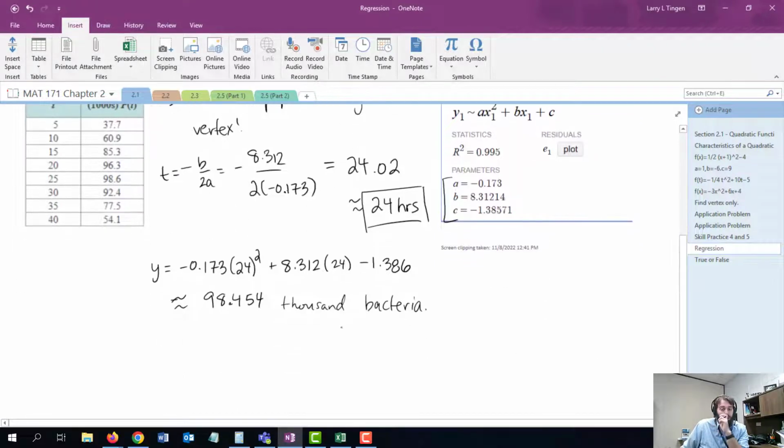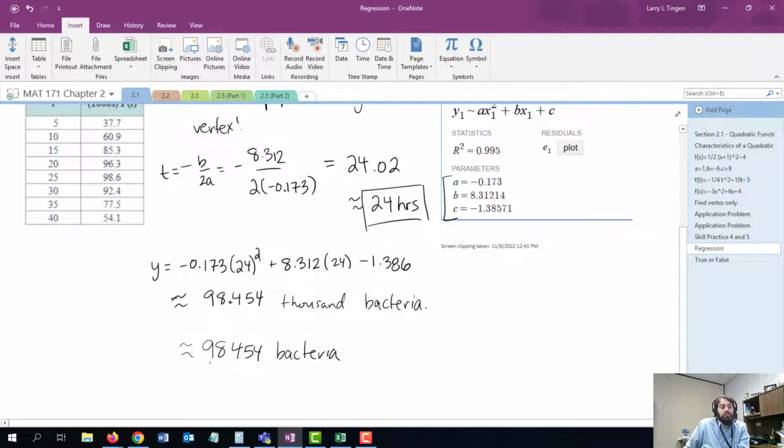Right? So if I want to get rid of that 1,000, what would I do? Every one of these 98 is 1,000, so just multiply by 1,000. So that's 98,454 bacteria, and then we were told to round to the nearest 100. The hundreds are right there. So that 4 is the hundreds place. Look to the right. That means go up. So we're rounding to 98,500 bacteria.